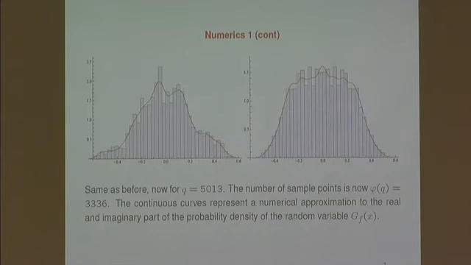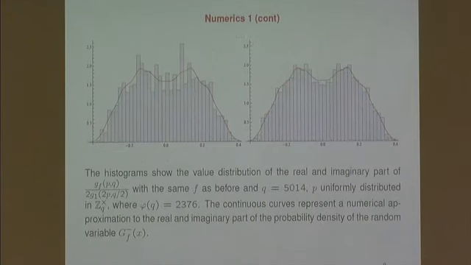they all match each other. So the third one is for the case when Q is 5014, which corresponds to the case when Q is 2 mod 4, and this is the function. The histograms on the right and left show the value distribution of the real and imaginary part of this function, and this time phi of Q is 23676, and the curve again represents the numerical approximation for the value distribution of G_F minus of x.